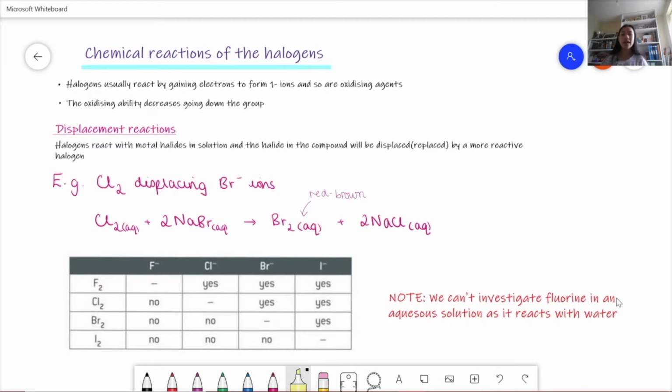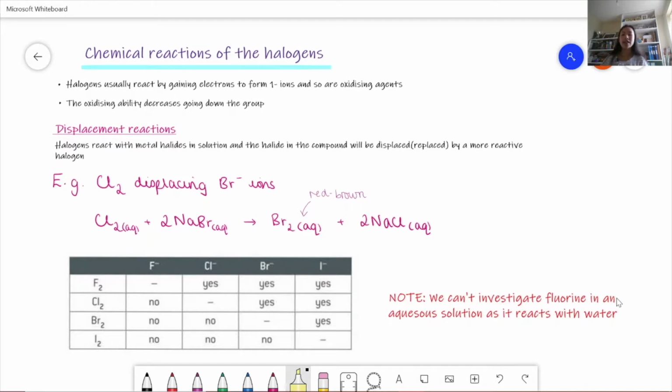Now, the key thing is that the oxidizing ability decreases going down the group, and this is because of the electron shells. So you have an increasing number of electron shells as you go down the group, and so that means that when they're trying to attract the electrons from the thing that it's oxidizing, it gets harder and harder going down the group because there's less of an attraction between the positive nucleus and the electron that it's wanting to take. And so this is why the oxidizing ability decreases going down the group.